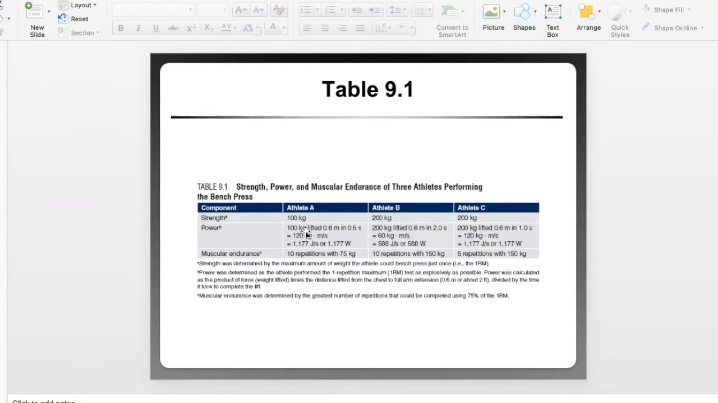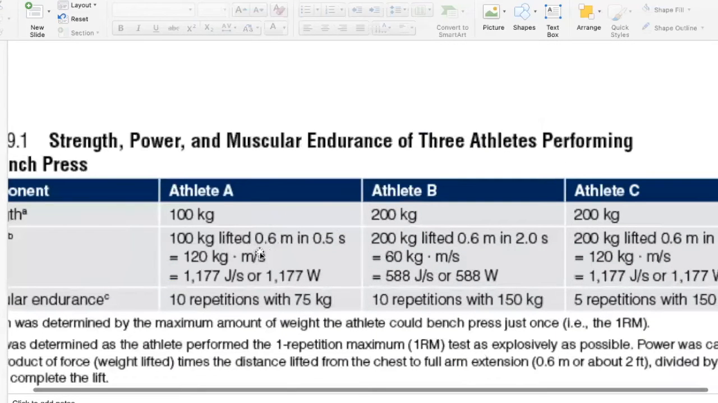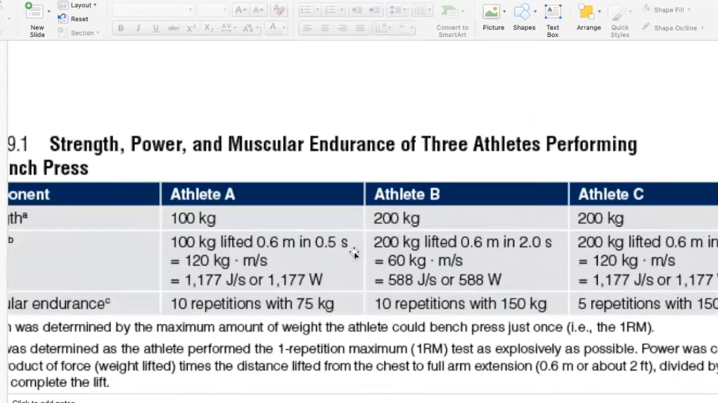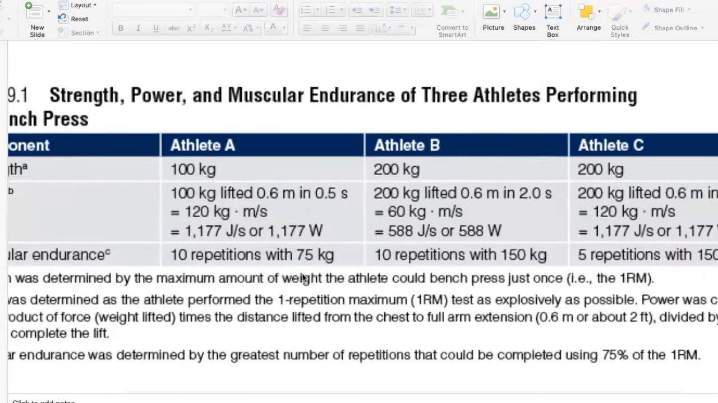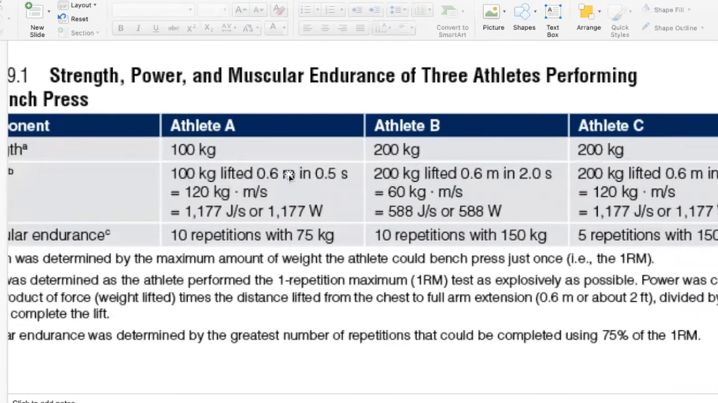But athlete A is able to lift 100 kilograms, lift it 0.6 meters, in 0.5 seconds. All right, that individual is lifting 100 kilograms at a velocity in meters per second. So 100 multiplied by 0.6 divided by 0.5, that's 1,177 joules per second, or watts of work.